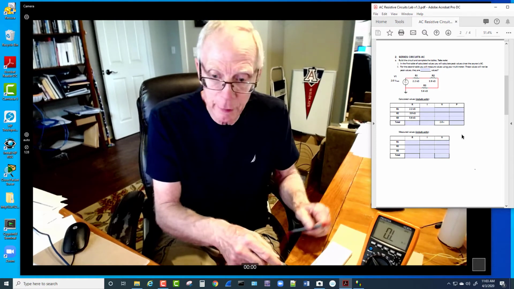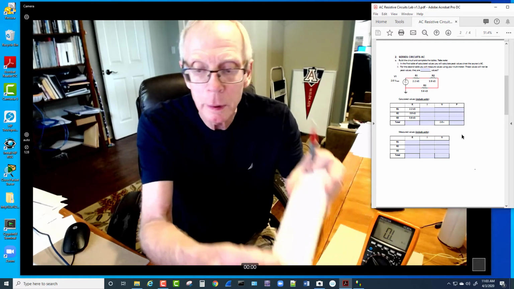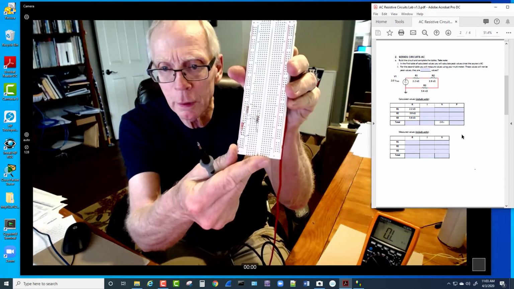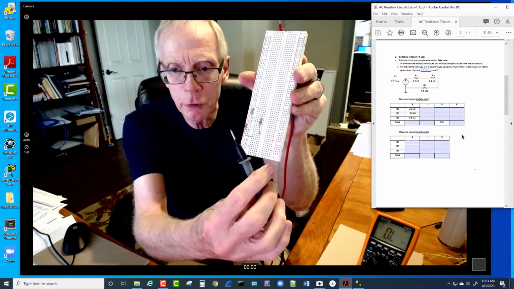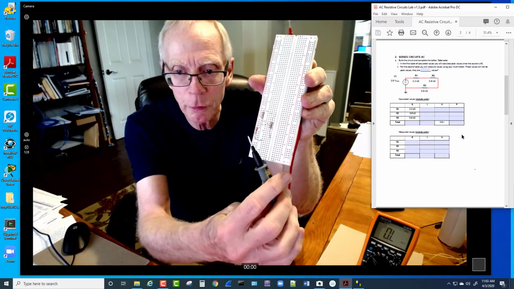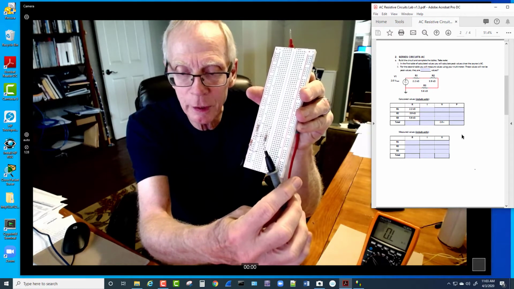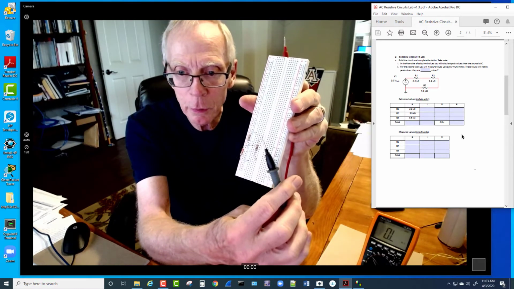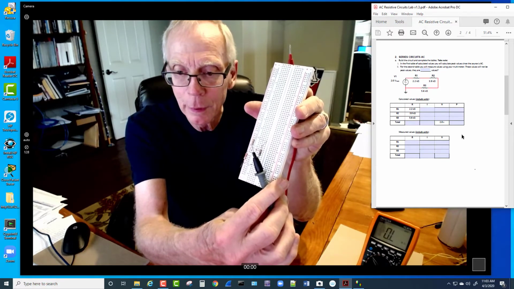Here's my circuit board. Kind of shiny there. You can hear, there we are. And here are the 3 resistors. Here's the 2.2, the 3 red ones right there. And this one is the 5.6 on the bottom. And the other one up here, if I can get my pointer right, is the 3.9.